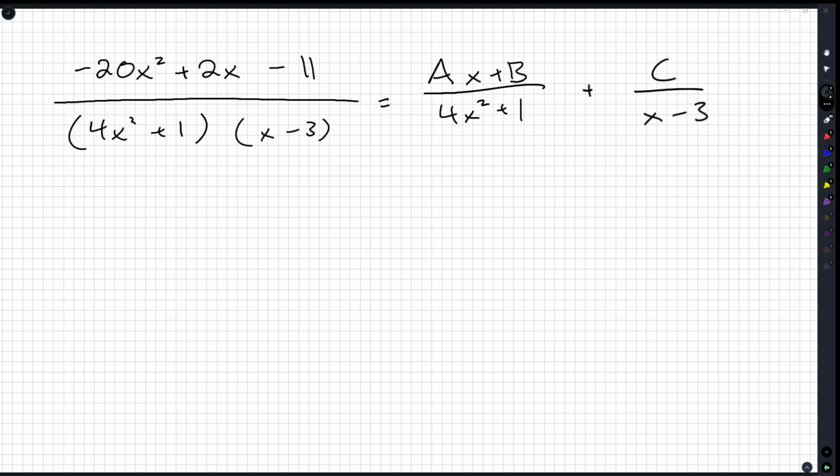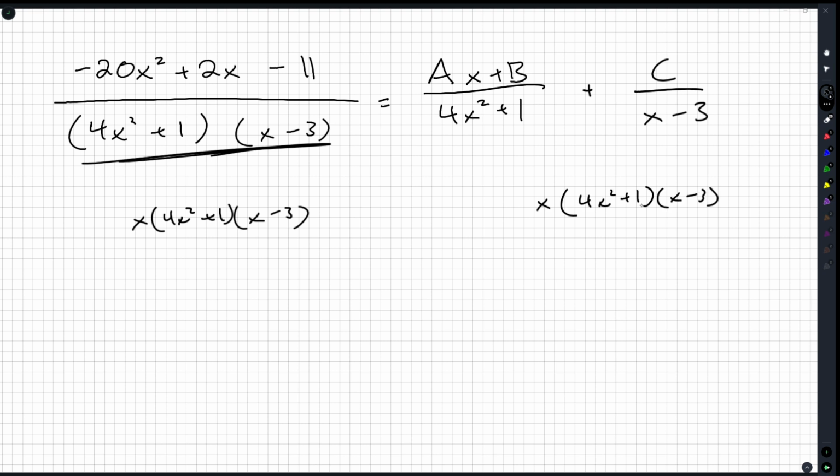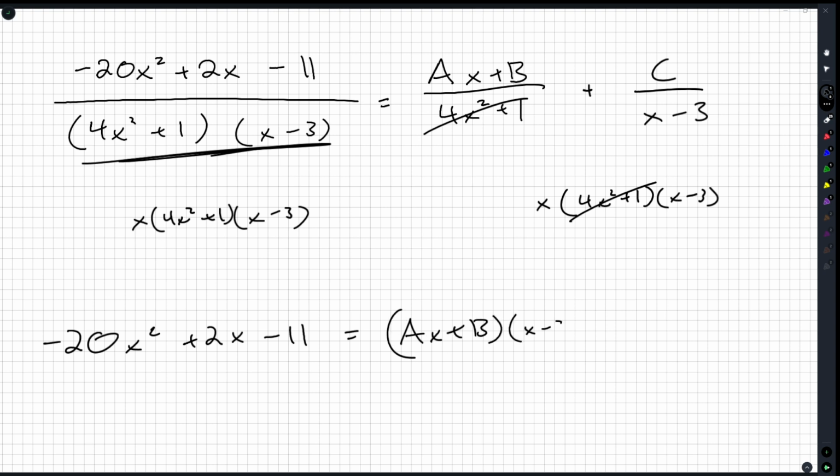What I like to do is multiply both sides by the denominator here. So we'll multiply by 4x squared plus 1 times x minus 3. What that does is effectively raise everything up to just be a bunch of polynomials. Everything cancels on this side, and we're just left with the numerator on the left. On the right, the 4x squared plus 1 cancels out, and you're left with ax plus b times x minus 3. And when you multiply the c over x minus 3 by the denominator, the x minus 3's cancel, and you're left with c times 4x squared plus 1.